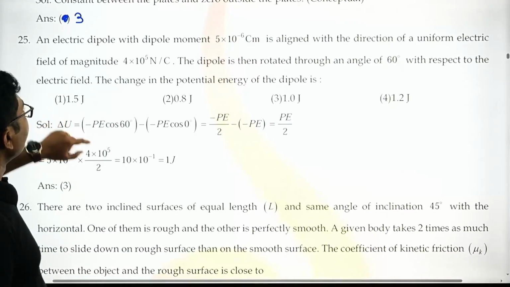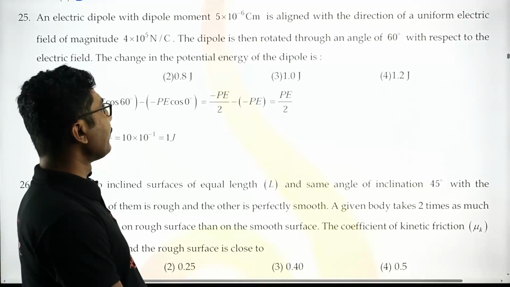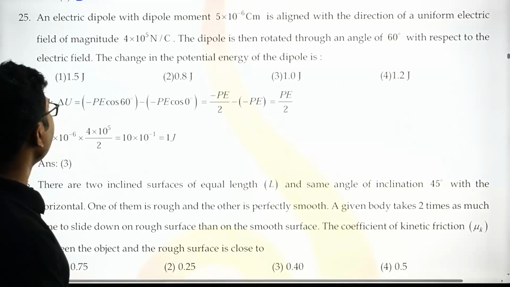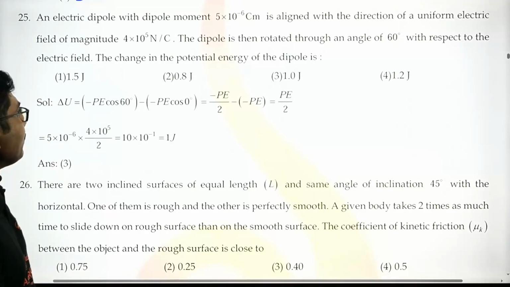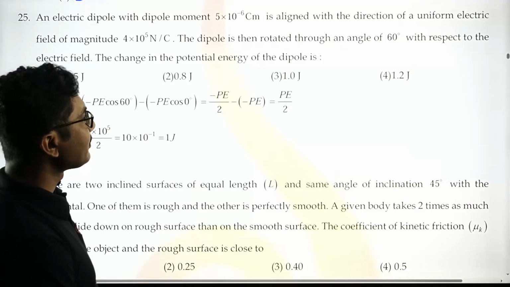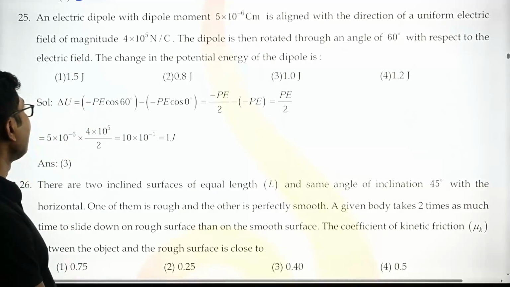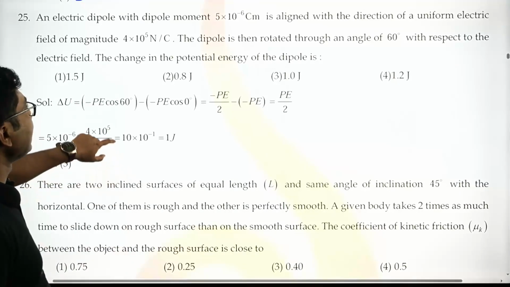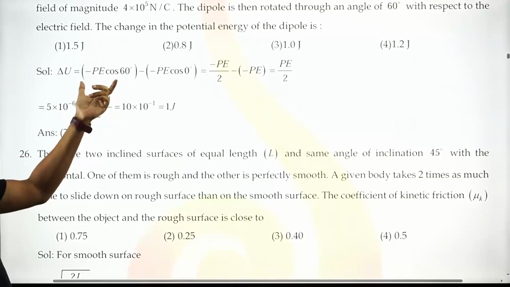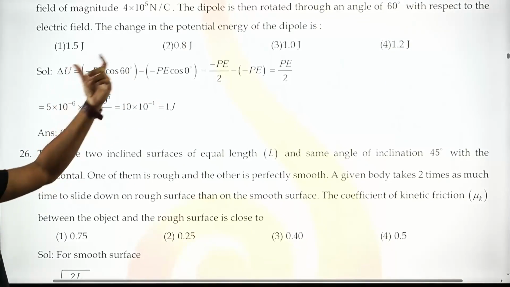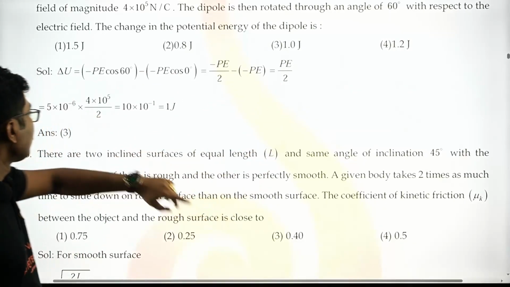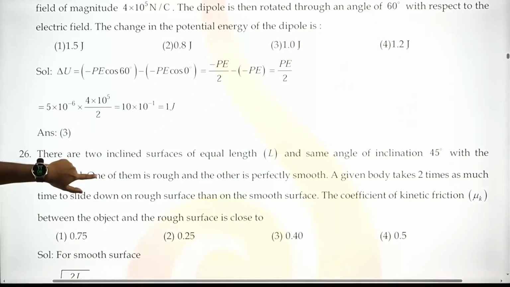An electric dipole with a dipole moment 5 into 10 to the power of 6 coulomb meter is aligned with the direction of a uniform electric field of magnitude 4 into 10 to the power of 5 newton per coulomb. The dipole is then rotated through an angle of 60 degrees with respect to the electric field. Find the change in the potential energy of the dipole. Easy question. Calculate the final potential energy minus the initial potential energy, and you get this as PE by 2. So put the values and you calculate 1 joule is the answer.